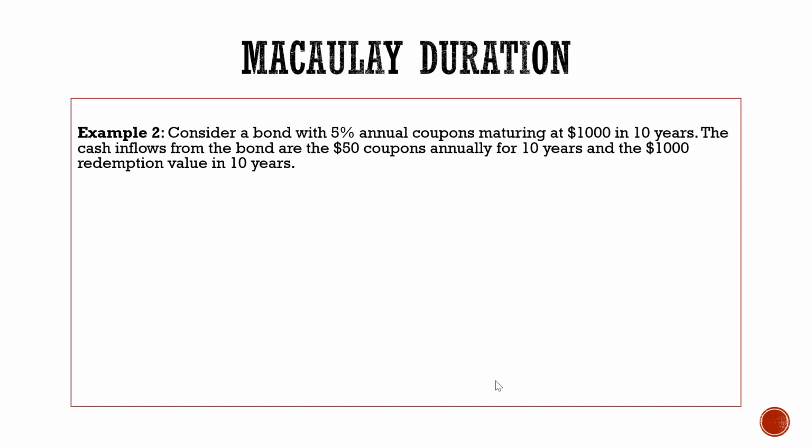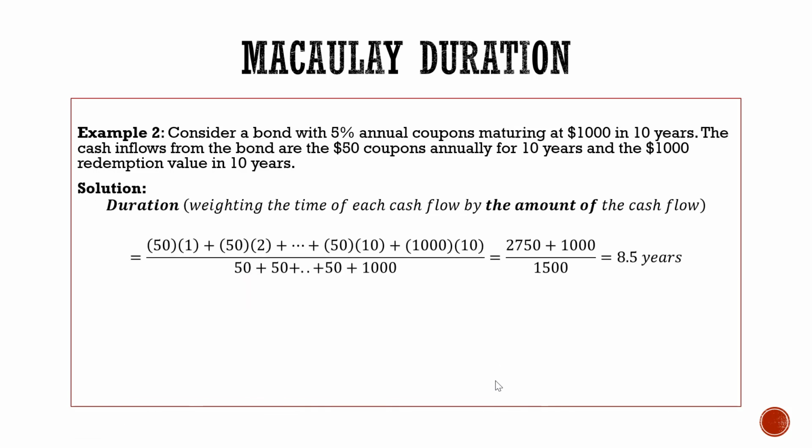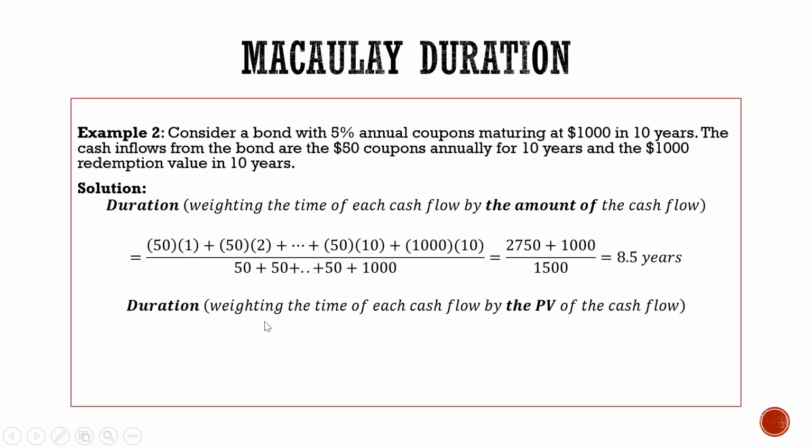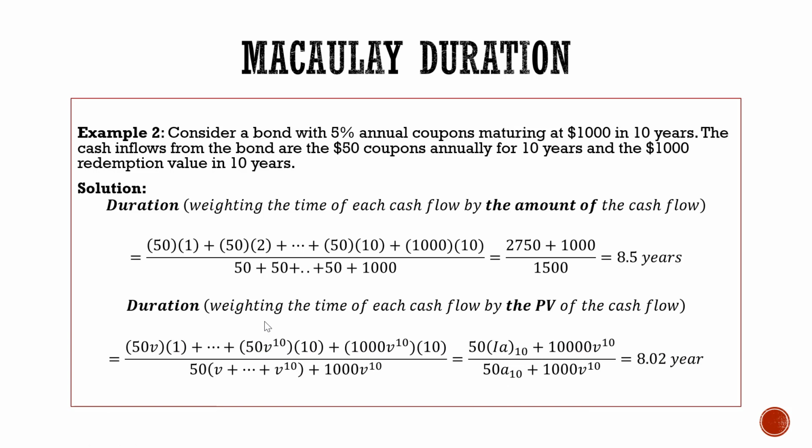A simplistic approach would be to use the arithmetic average of the time of each cash flow weighted by the amount of cash flow. So the duration using such an average is 8.5 years. However, we think the duration might be calculated by weighting the time of each cash flow by its present value instead of the amount of the cash flow. So the duration is 8.02 years. The second approach is called the Macaulay duration.